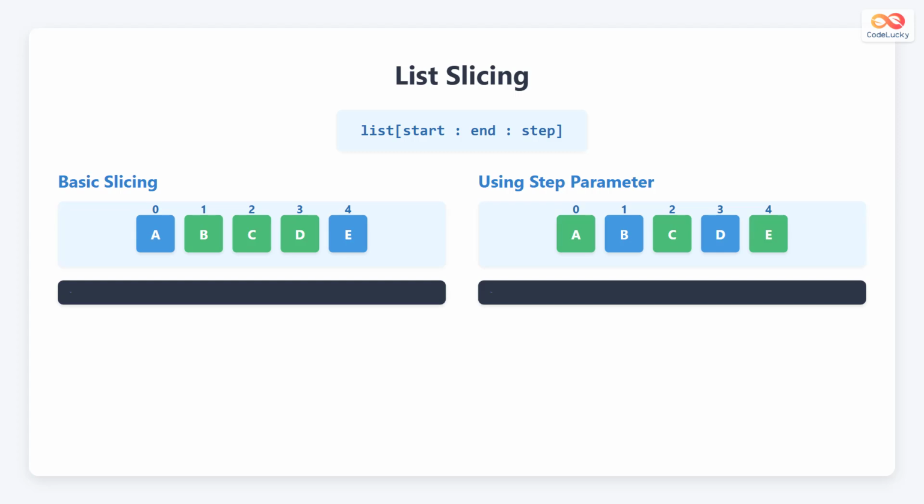List slicing allows you to extract a portion of a list, creating a new sublist. The syntax for list slicing is list name, followed by square brackets containing the start index, end index, and step, all separated by colons. The start index is the index of the first element to include in the slice. The end index is the index of the element after the last element to include in the slice. The step is the increment between each index to include in the slice. On the left, the code gets elements from index 1 to 3. On the right, the code gets every second element.